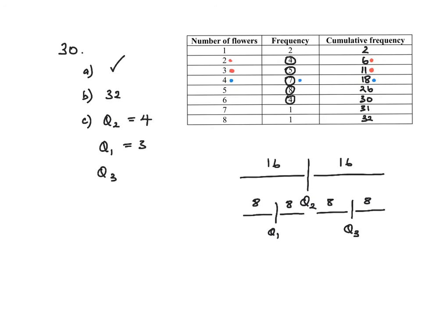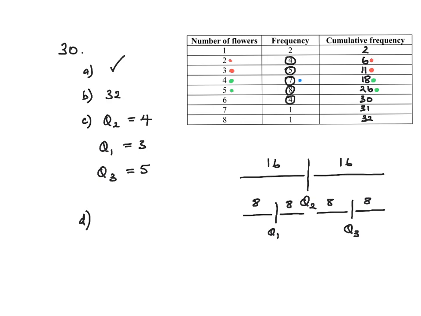And Q3, so between the 24th and 25th, well, the 18th piece of data is a 4, and so the 24th and 25th must be in this group here. That means they're both 5, and so between the 24th and 25th we have the value 5.